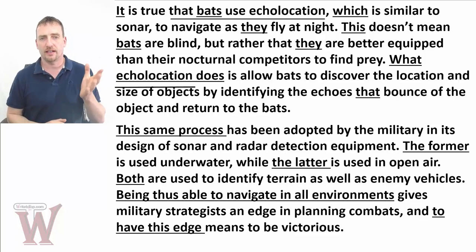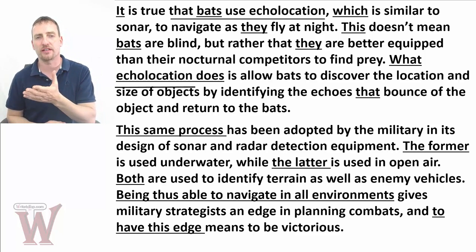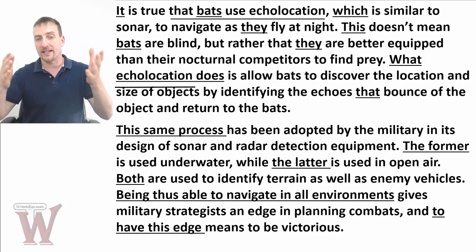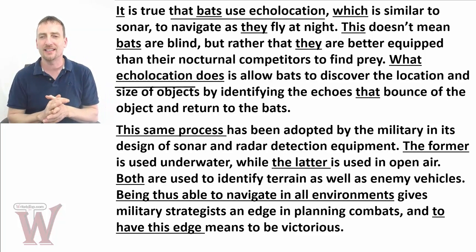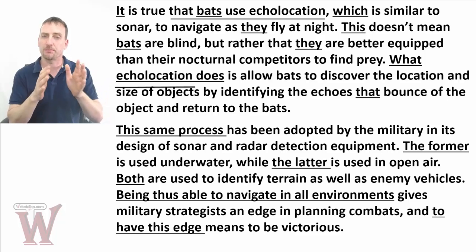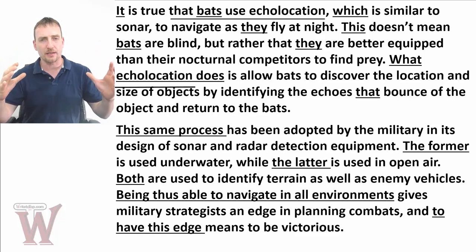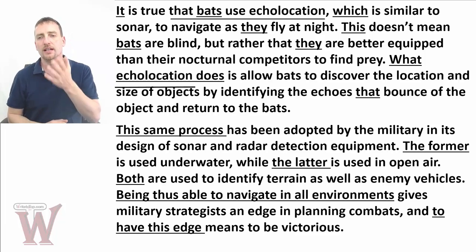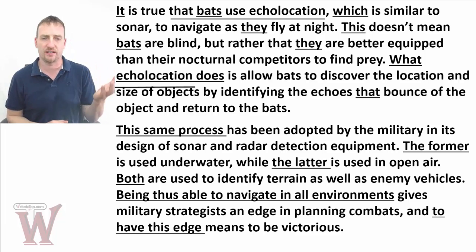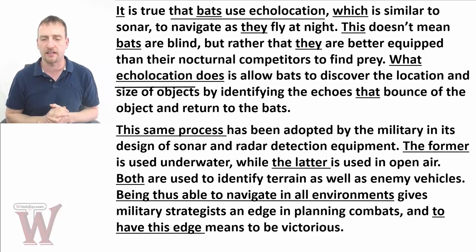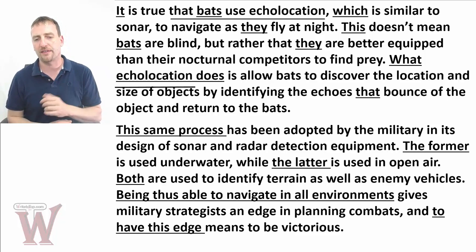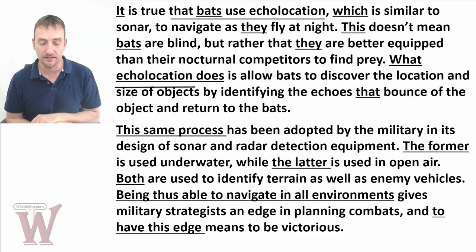And there they are. It, bats, which, they, this, bats, they. What echolocation does is one subject, and then echolocation does is a subject. Echolocation by itself is the subject. You have the noun clause subject, and then you have the subject of the noun clause. This same process, if you just said this, that's fine. If you just said process, that's fine, but it's a whole phrase. The former, the latter, both. Being thus able to navigate in all environments, and being is the head gerund noun. And to have this edge is another subject.